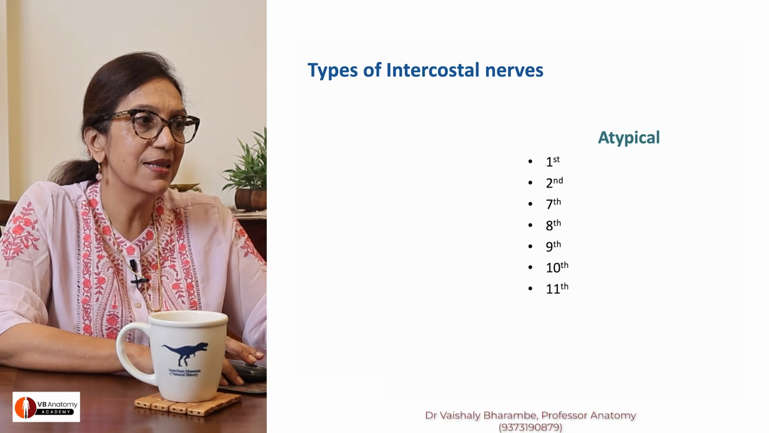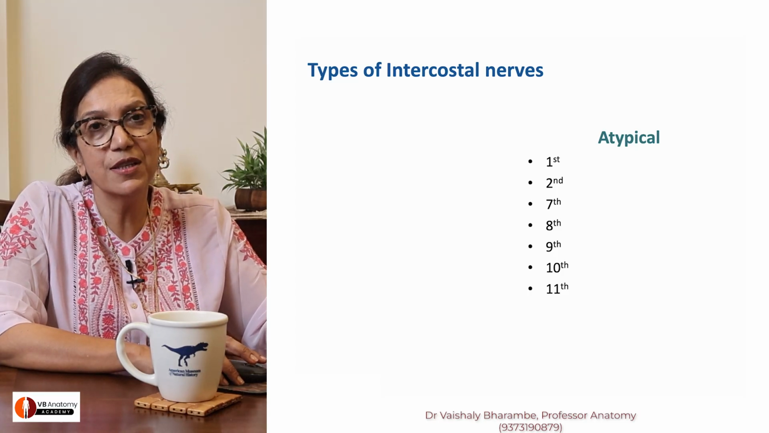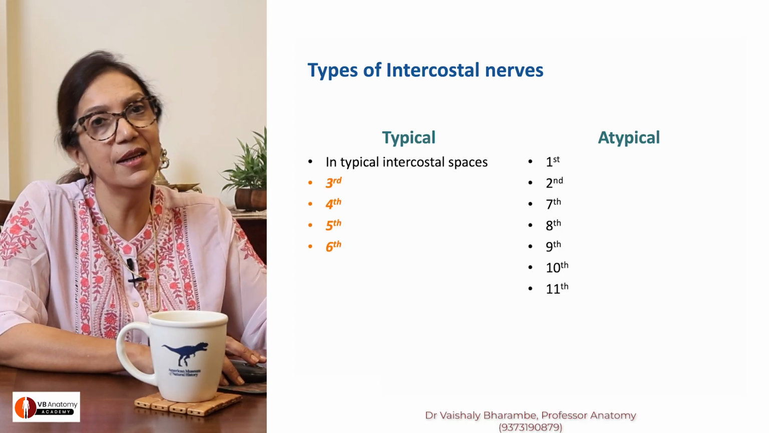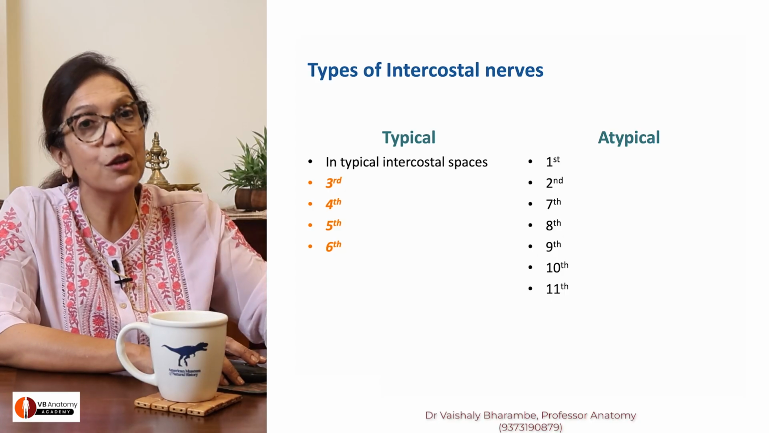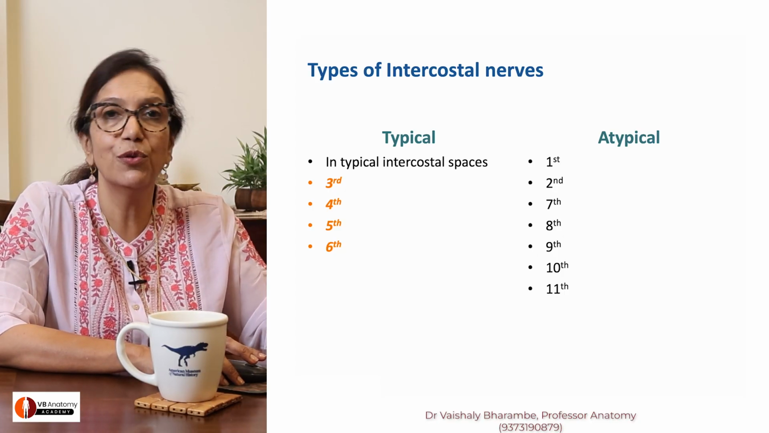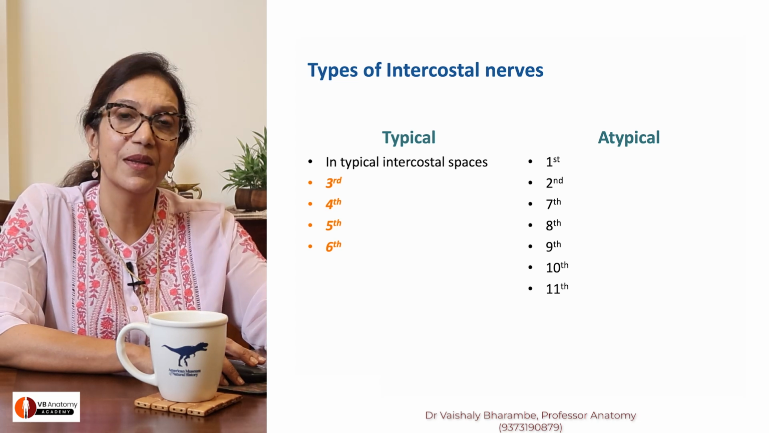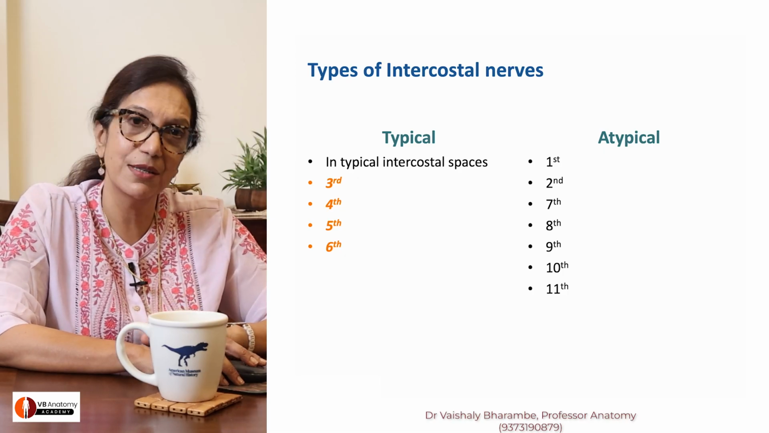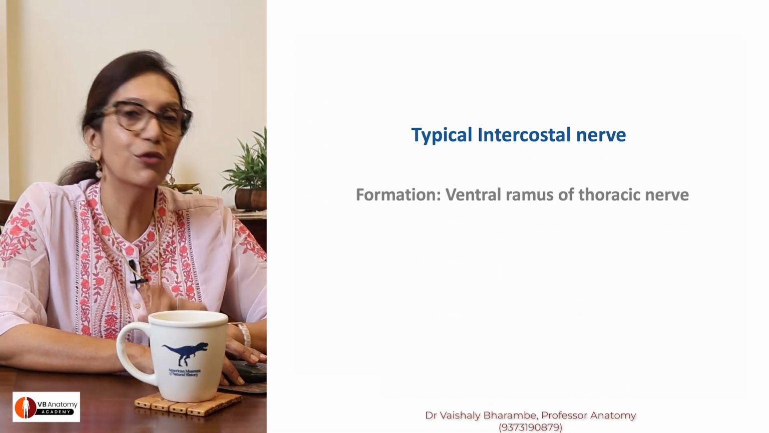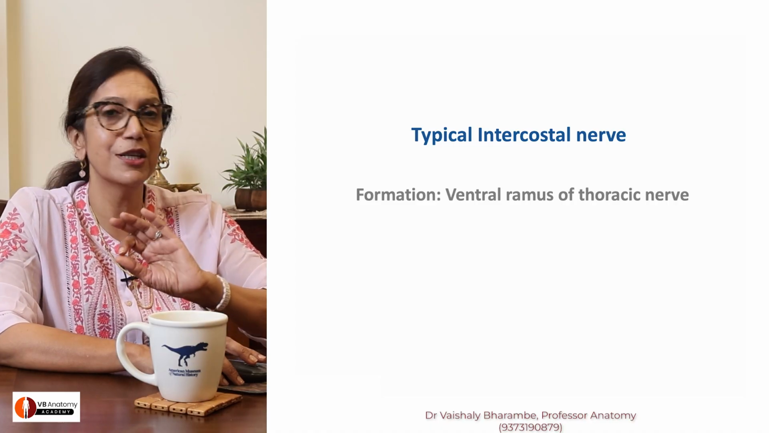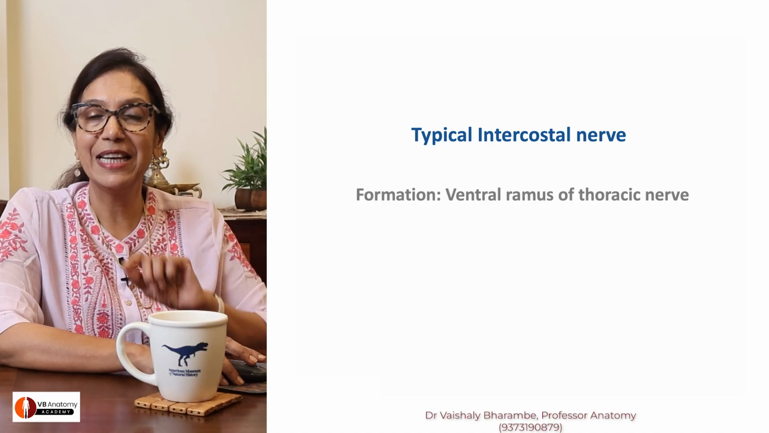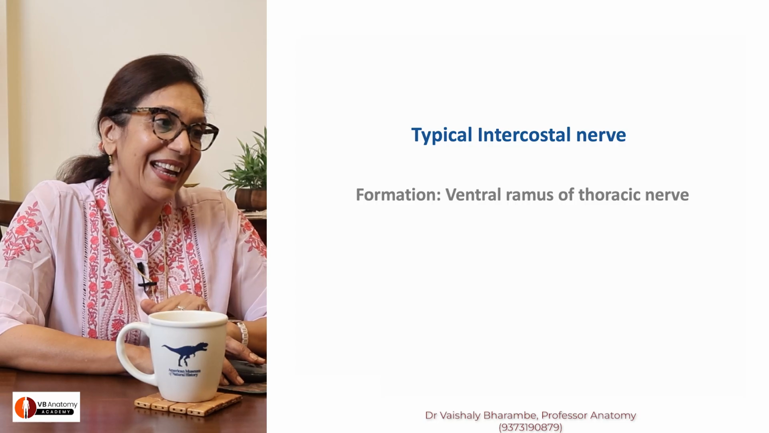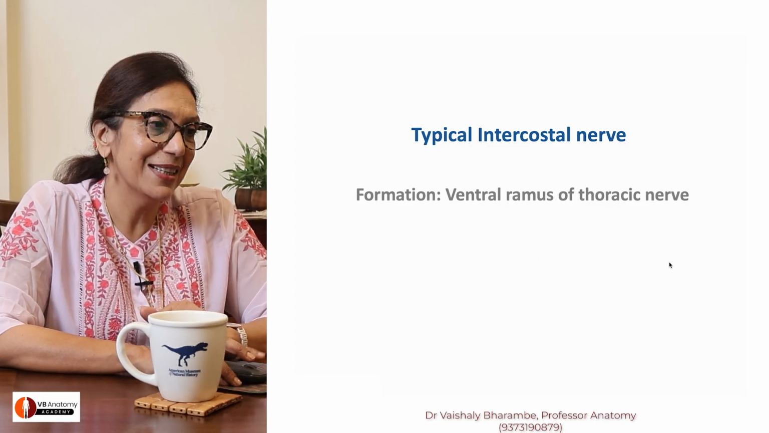Now the question arises, what are the types of intercostal nerves? There are atypical and there are typical. Typical are the ones that run in a typical intercostal space. Which were the typical intercostal space? 3rd, 4th, 5th, 6th. Therefore, those are the typical intercostal nerves as well. So, let's talk about a typical intercostal nerve, not atypical. It's a typical intercostal nerve. Okay, right. Formed by ventral ramus of thoracic nerve.